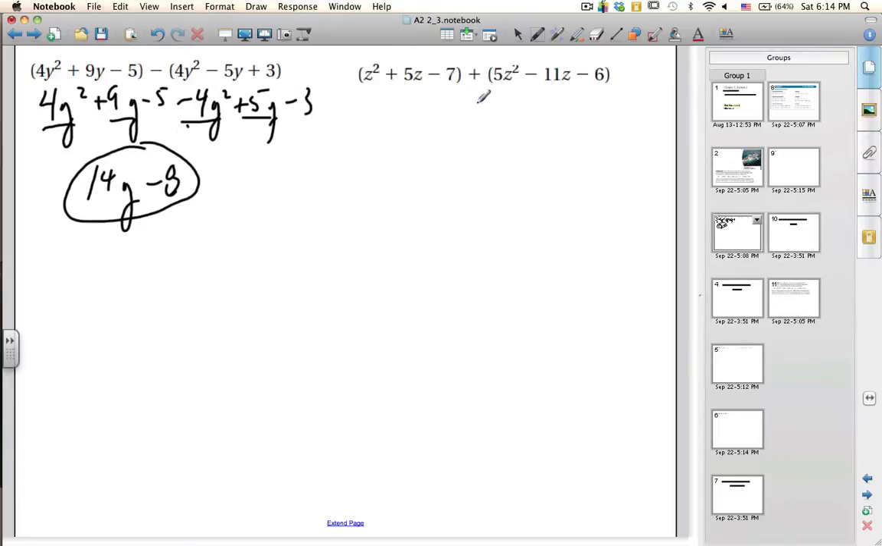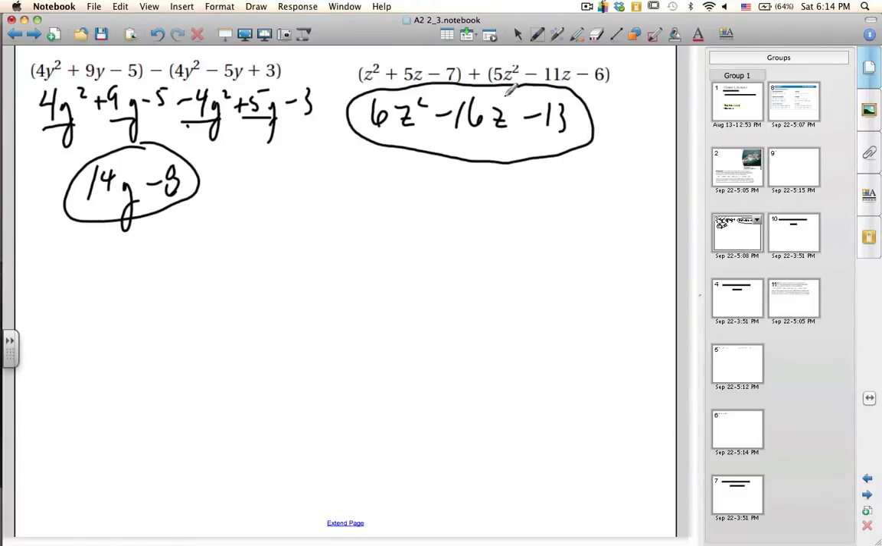If I have a plus sign here, taking the parentheses off becomes complicated when you have a minus sign between them. But when you have a plus sign between them, nothing changes when I take the parentheses off. So it's easy to say z squared plus 5z squared is 6z squared. 5z plus negative 11z becomes negative 16z. And minus 5 plus minus 6 is minus 13. So that's pretty straightforward, pretty easy. So adding and subtracting polynomials is pretty much something we've already practiced in terms of combining like terms.